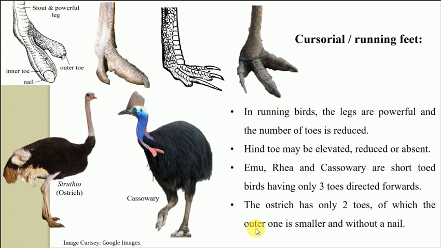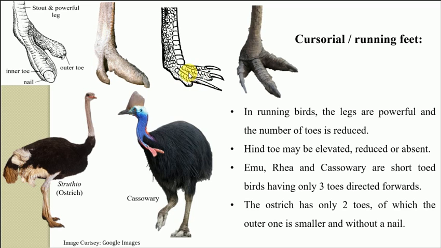So let's start with the first type, that is cursorial, also called running feet. Now in the case of running birds, the legs are quite powerful. Here in the diagram you can see the legs are quite powerful, and the number of toes present on those legs is much reduced. Some of the birds showing cursorial feet are provided with only 2 toes, while some birds like the cassowary are provided with 3 toes.